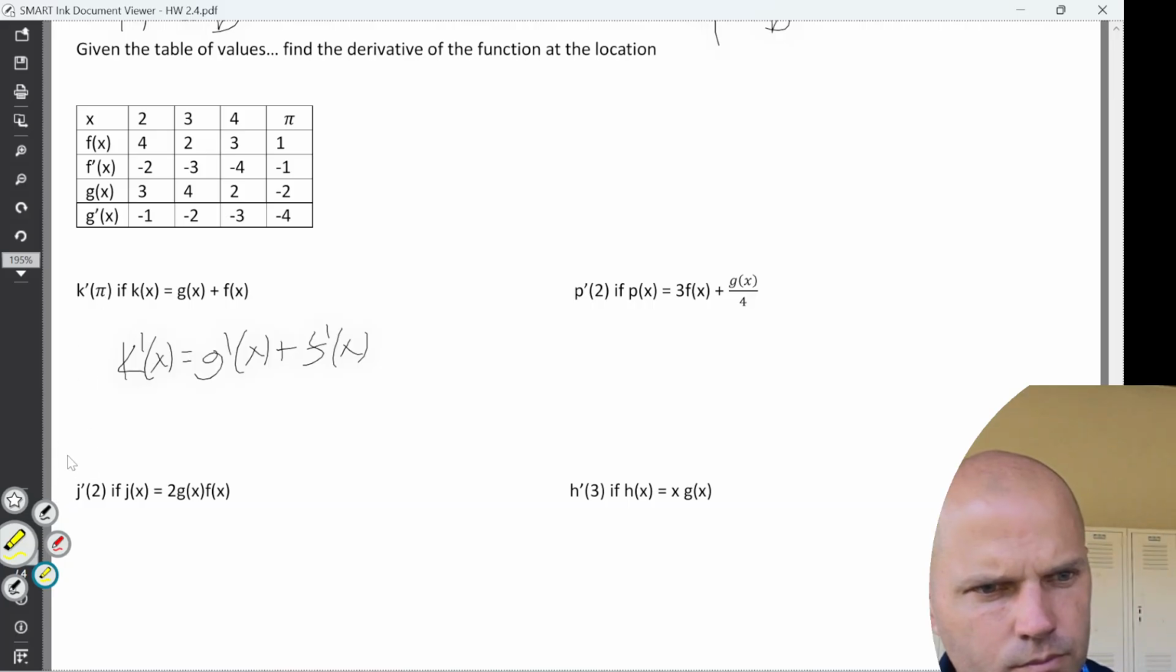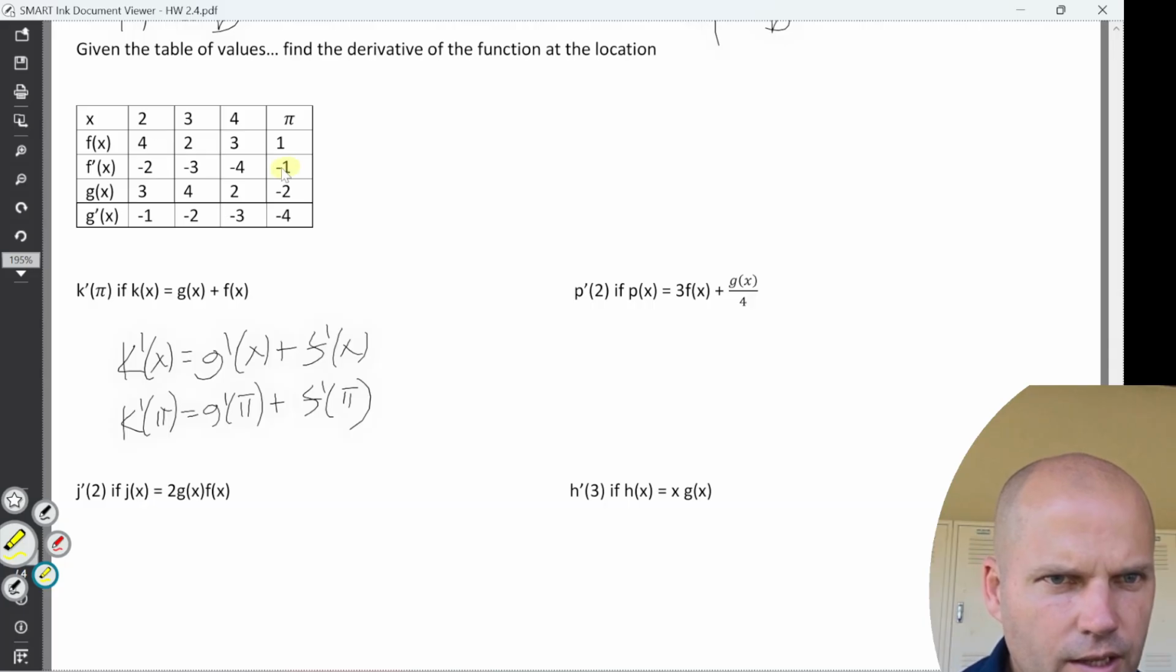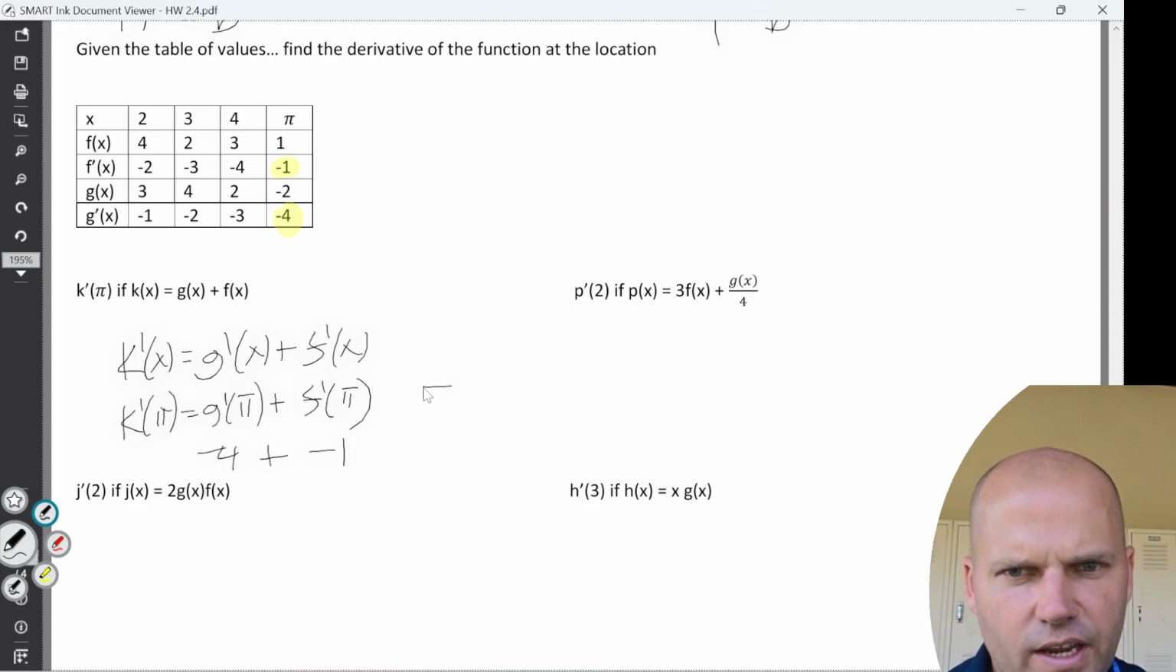So here we go. We're going to come up here and look at these two values. The slope of f at pi is -1. The slope of g at pi is -4. So my answer is -5.